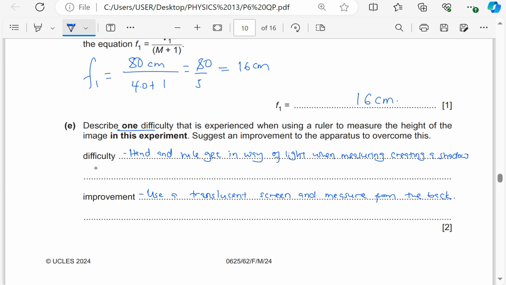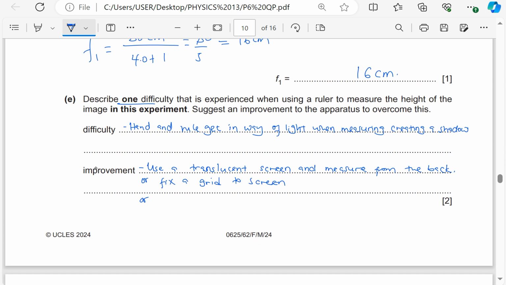Alternatively, you could fix a grid to the screen. If you have a grid already fixed to the screen where the image is being formed, then there is no problem with this. Alternatively, you could also mark the top and bottom of the image on a screen and measure later. So you just put a mark on the top of the image and the bottom of the image, then you can measure later on.